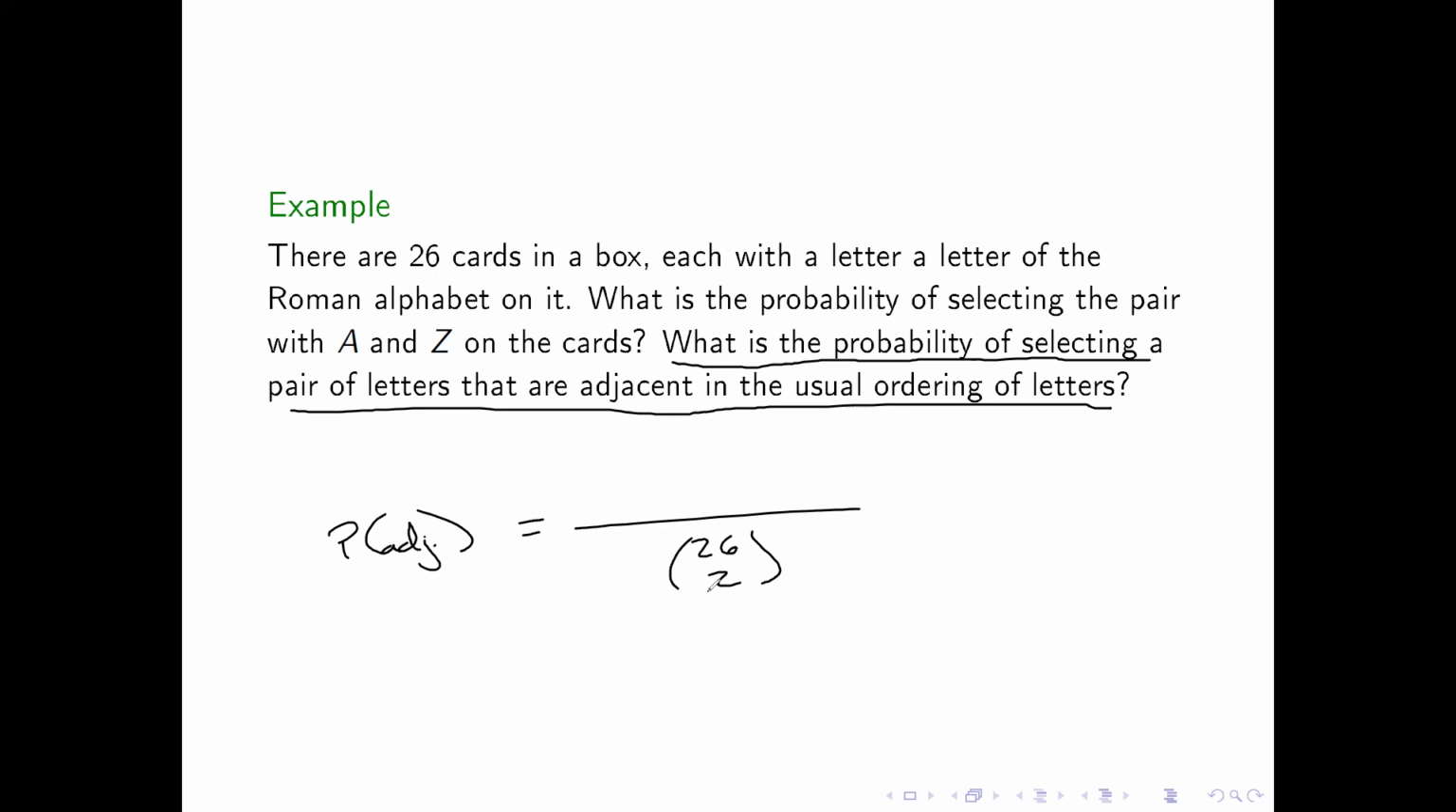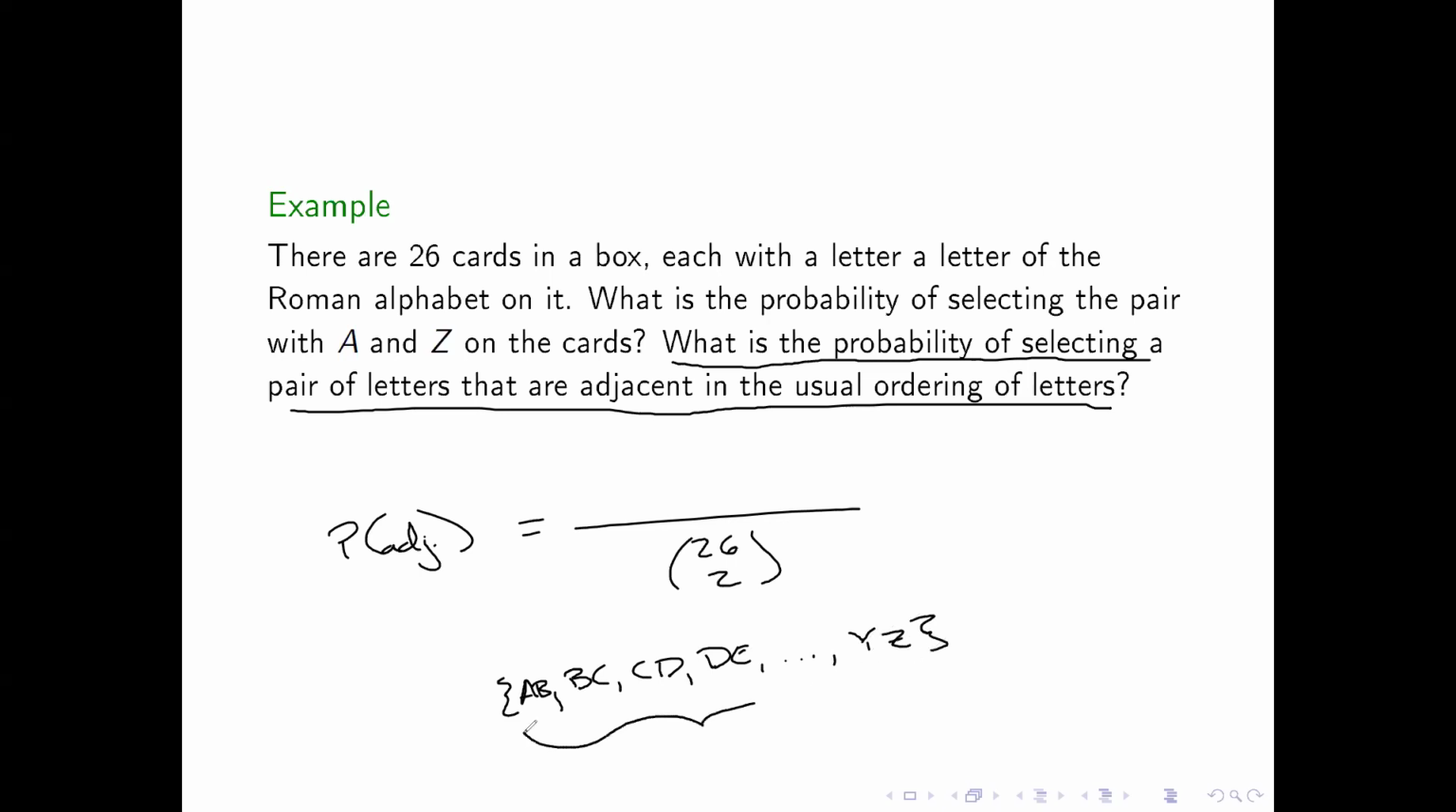So I'm selecting a pair of letters. Well, that means how many ways could I have done that? Well, I could have picked AB. That's one pair. I'm just going to write a list of them. The next one that I could have picked would have obviously been BC, CD, DE, all the way up to YZ.